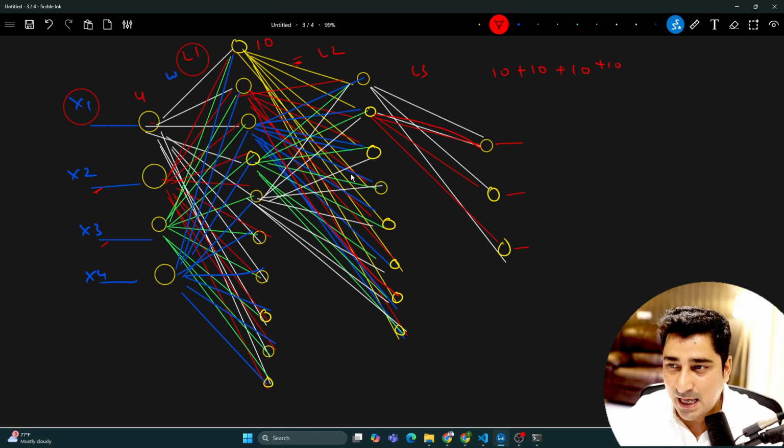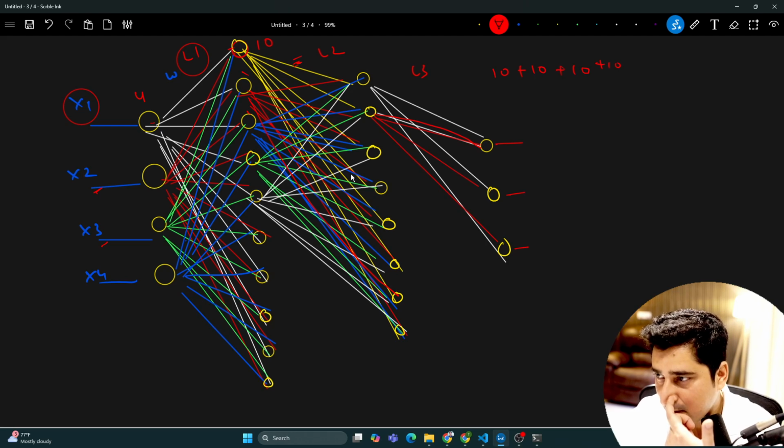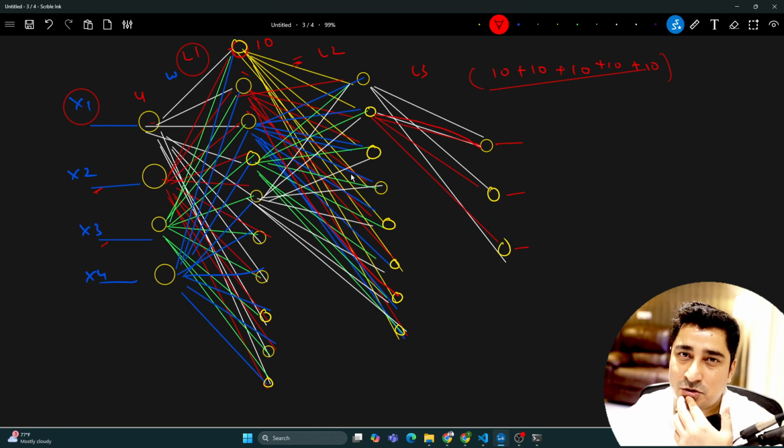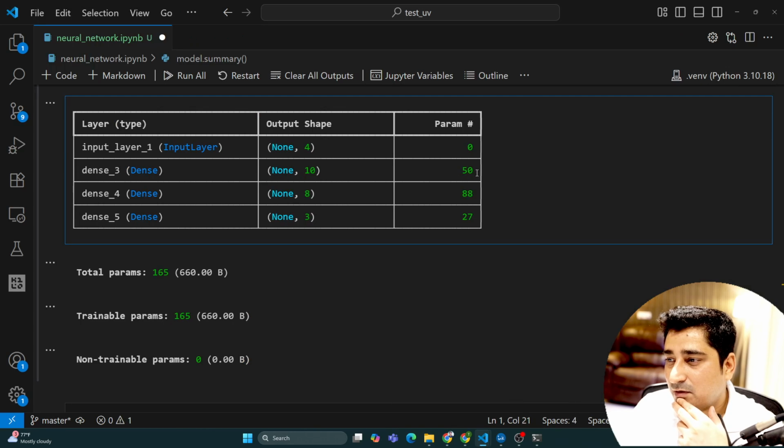And then we have 10 hidden neurons on this particular dense layer, and each will have a bias. Bias is also a trainable parameter, so weights and biases are trainable parameters. Just write 10. Now if you do the calculation, it's going to be 50. And that's the reason: if you check over here, you will be able to see 50.